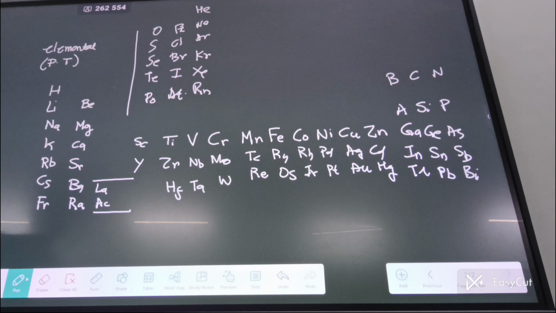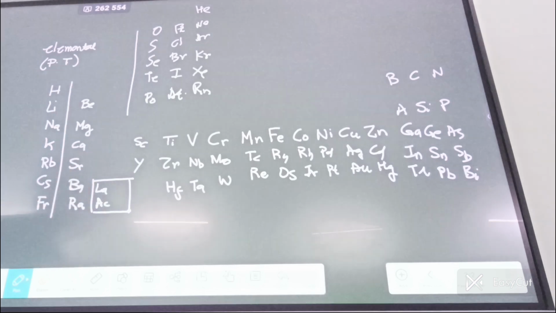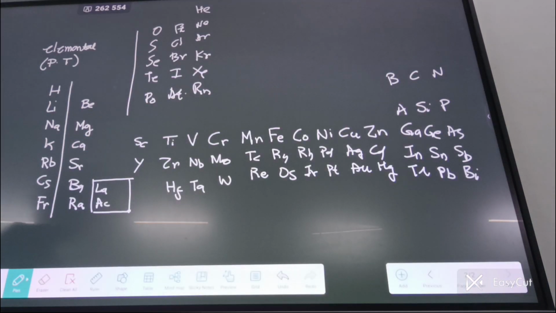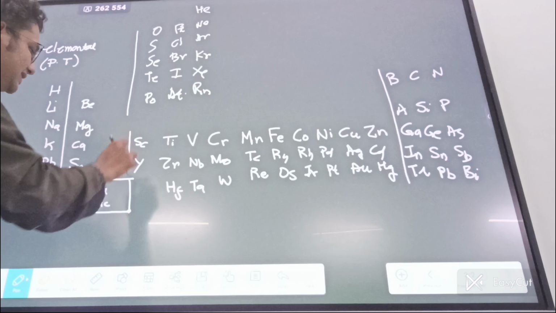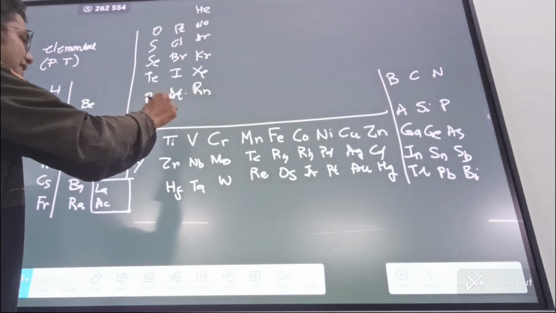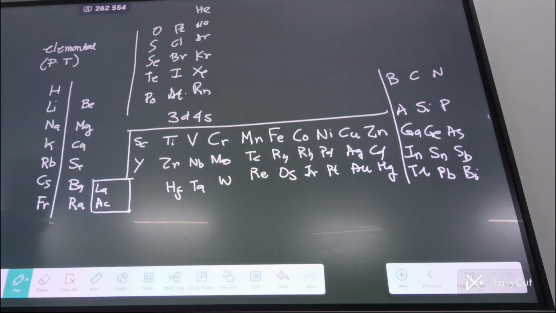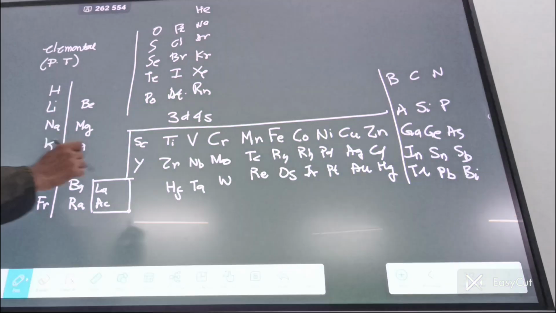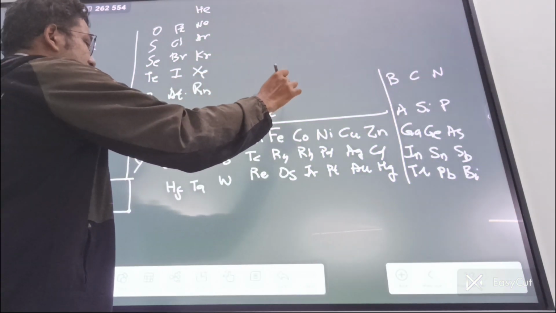Classify the elements. Here, you know, these are the alkaline elements. Here, you can classify them as metals and non-metals. So, this part, this part, we call them as 3D, 4S. For this group, they include transition metals.